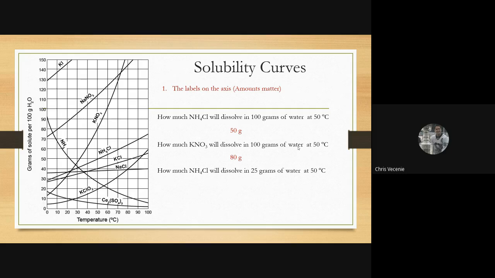What if we change the amount of the water? That could be an important factor. So I asked the same question, same temperature, but this time I asked it if we're at 25 grams. How much NH4Cl would dissolve in 25 grams of water at 50? So things are different. This chart is telling me per 100 grams of water. I would still go to the 50, I would still trace up to NH4Cl, and I know at 50 degrees, I can hold 50 grams of the NH4Cl in 100 grams of water.